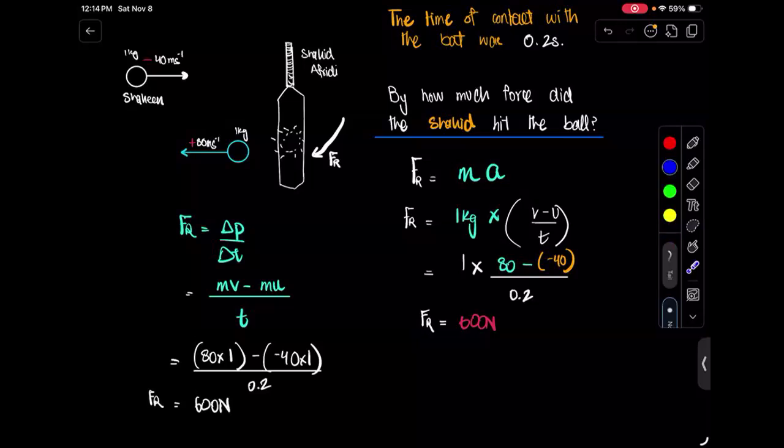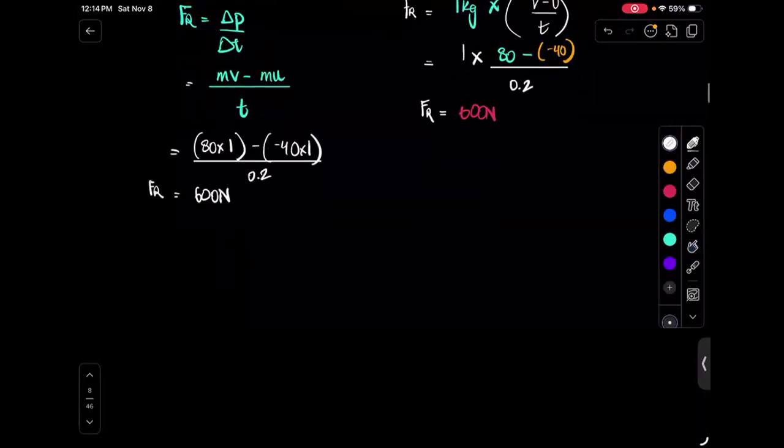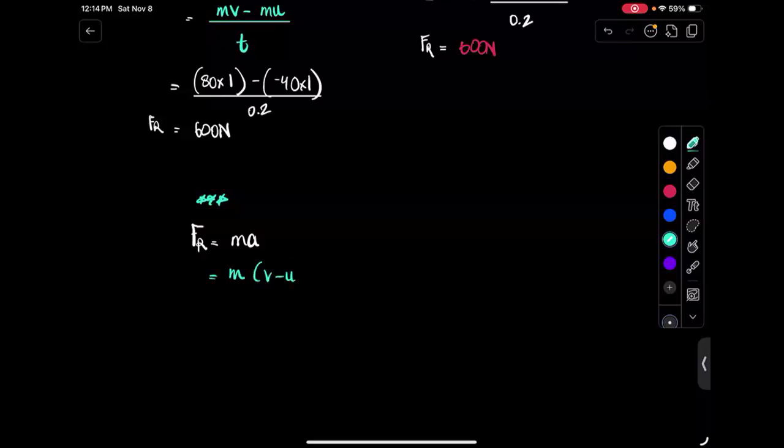Okay, so that's how you can get this. And now, how are these formulas related? Now I'm going to derive it for you. Very, very important. How do I get Fr is equal to delta P over delta T? It's pretty easy. You know that, for example, Fr is equal to ma, right? You can do it either way. You can start from ma or you can start from delta P over delta T. Now, isn't acceleration equal to v minus u over t?